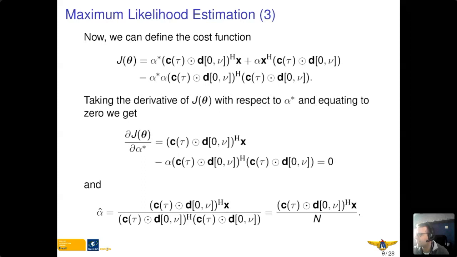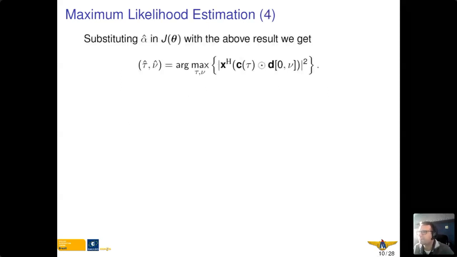And we can just stay with this here. So with 1 over n, we have c of t Hadamard d of 0 nu Hermitian times x. That's the estimate for alpha. We can now plug this estimate back into the cost function, substituting with this alpha hat in the cost function. And we arrive at this final cost function for the time delay and Doppler estimate.